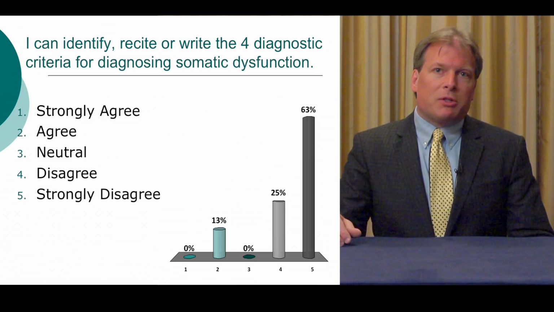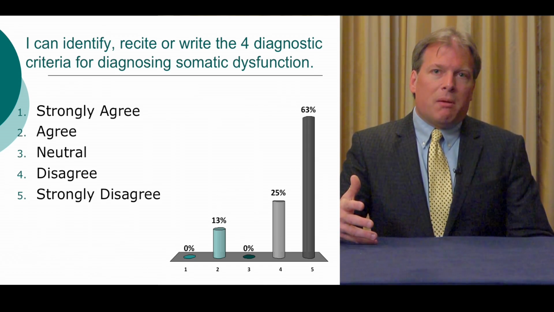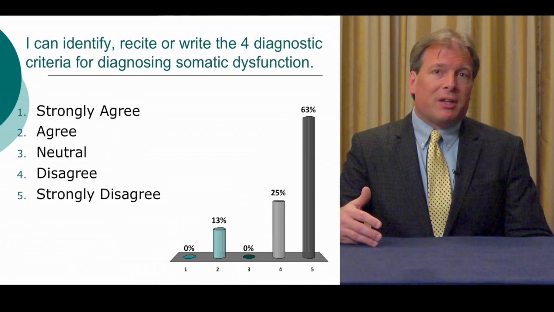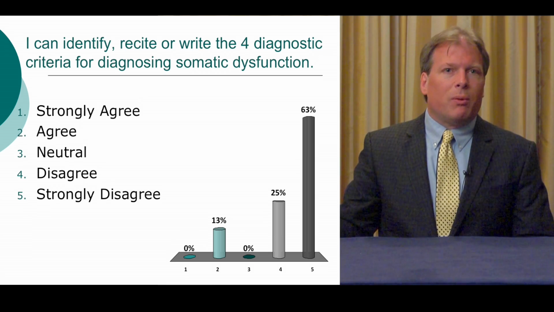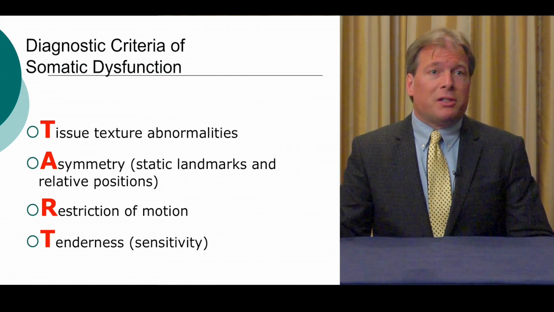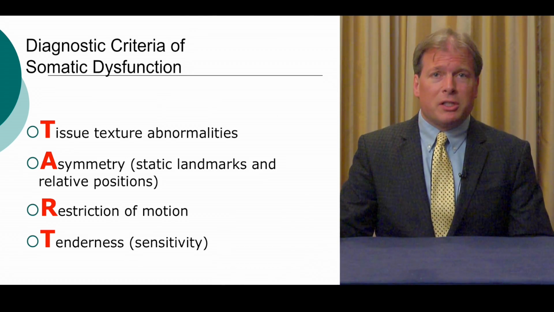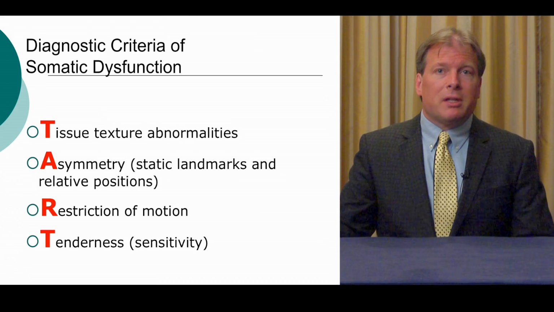So initially, your assumption by how you wrote the objective, how you approach your learners may give you a false idea of where they're at as learners. And being more specific and also more active, involved, and engaging, you'll pick up that's not quite the case. Because then they'd have to know, do they understand TART, tissue texture abnormality, asymmetry, restriction of motion, and tenderness, which are elements of somatic dysfunction, and they may not have recognized those areas.